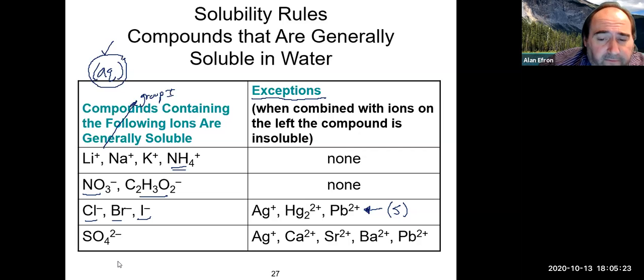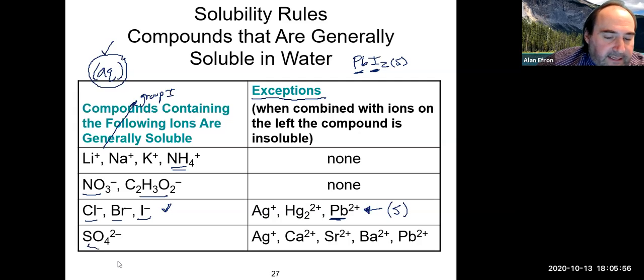So if you remember what we were just looking at, we had PbI2. Iodide, again, is normally soluble, but one of the exceptions is lead, which is the case here. So instead of it being soluble, like we saw there, it forms that yellow solid, and it's going to be insoluble. So if there is an exception, it basically does the opposite of what it normally does. It normally is aqueous; the opposite would be insoluble.